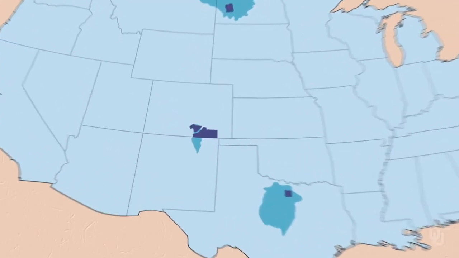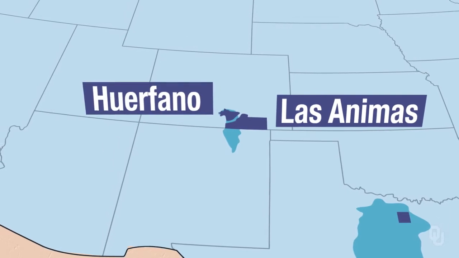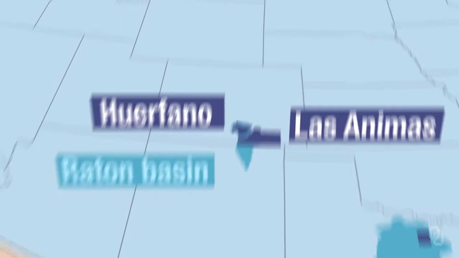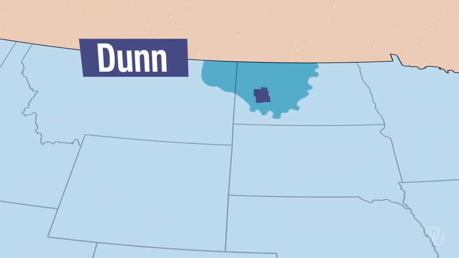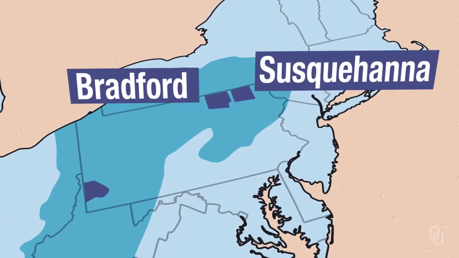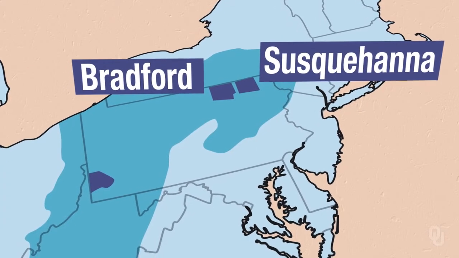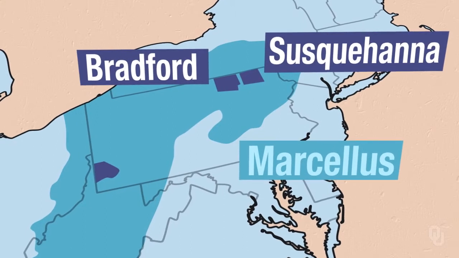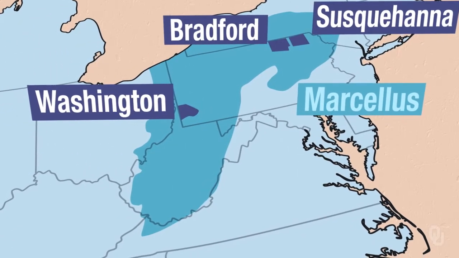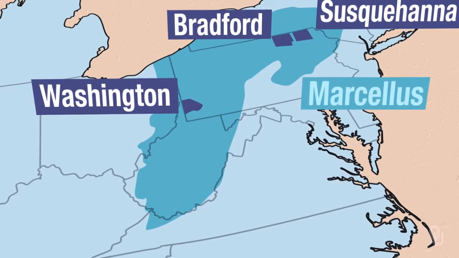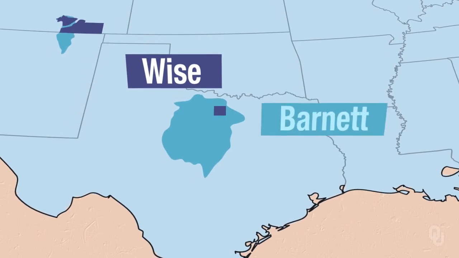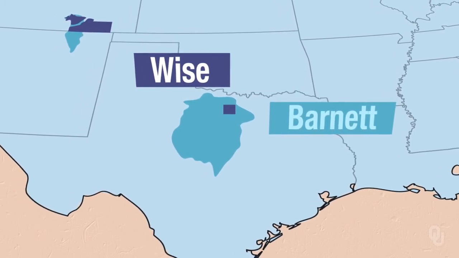These locations were Los Animas and Huerfano counties in Colorado in the Raton Basin, a coalbed methane formation, in Dunn County, North Dakota, in the Bakken Shale, where a well blowout occurred, in Bradford County, Pennsylvania, in northeastern Pennsylvania, in the Marcellus Shale, in Washington County, Pennsylvania, in southwestern Pennsylvania, again in the Marcellus Shale, and the 5th one in Wise County, Texas, in the Barnett Shale near Fort Worth.